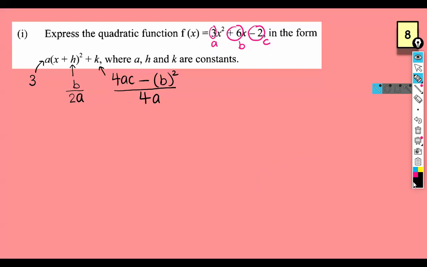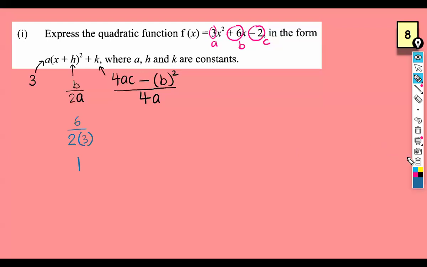So let's just substitute in the values now. We have A, B, and C upstairs here. B is how much? 6. So it's just 6 divided by 2, and how much is A? A is 3. 2 times 3 is 6. 6 divided by 6 is 1. So H is 1. So we know that for sure. Just writing it down so I don't forget.